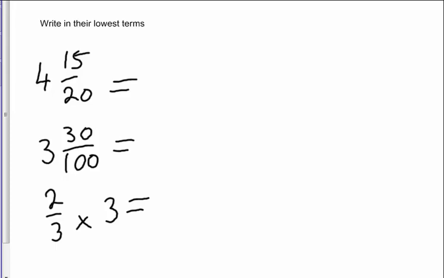Okay, so in this next example then, what I'm asked to do is write the following in their lowest terms. So I'm going to look at A over here, and A says I have 4 and 15 over 20, but we need to simplify or write it in its lowest terms. So I need to take 4, which is going to be 4 no matter what, because that's 4 over 1. But what I need to do is look at 15 over 20.